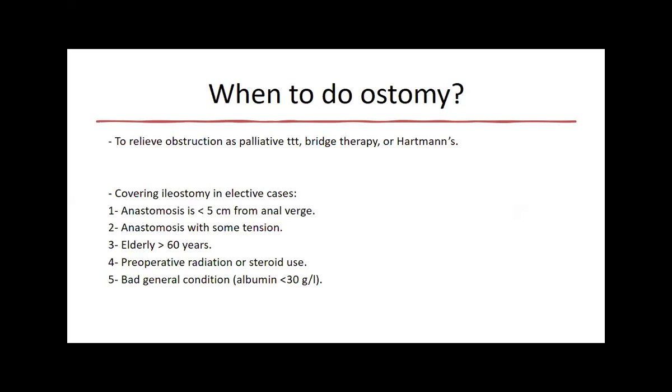In general, if you do a primary anastomosis, you need to cover with an ileostomy if the anastomosis is below the peritoneal reflection or very low, like 5 centimeters from the anal verge, if the pelvis is irradiated, if the albumin is below 30, if the patient is of old age, more than 60, or if you think that the anastomosis is somehow under tension. Any of these means that the risk of leak is high, and may reach up to 10%. So you need to protect your patient, at least from peritonitis if a leak occurs. So you do a good anastomosis and you do a diversion also.